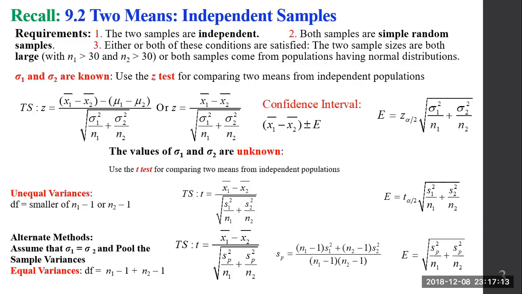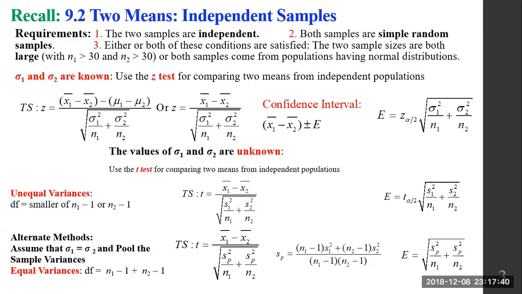So the test statistic is similar to the previous ones. The numerator is the same. As far as the denominator is concerned, we use S sub P. In other words, the test statistic T is equal to x1 bar minus x2 bar over the square root of S sub P squared over n1 plus S sub P squared over n2.